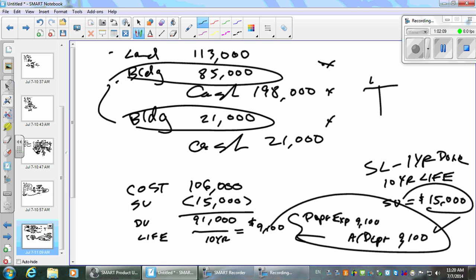Okay, so I've got land. They want to know what we have on land. It's 113,000, right? They want to know what I have on building. How much do I have?